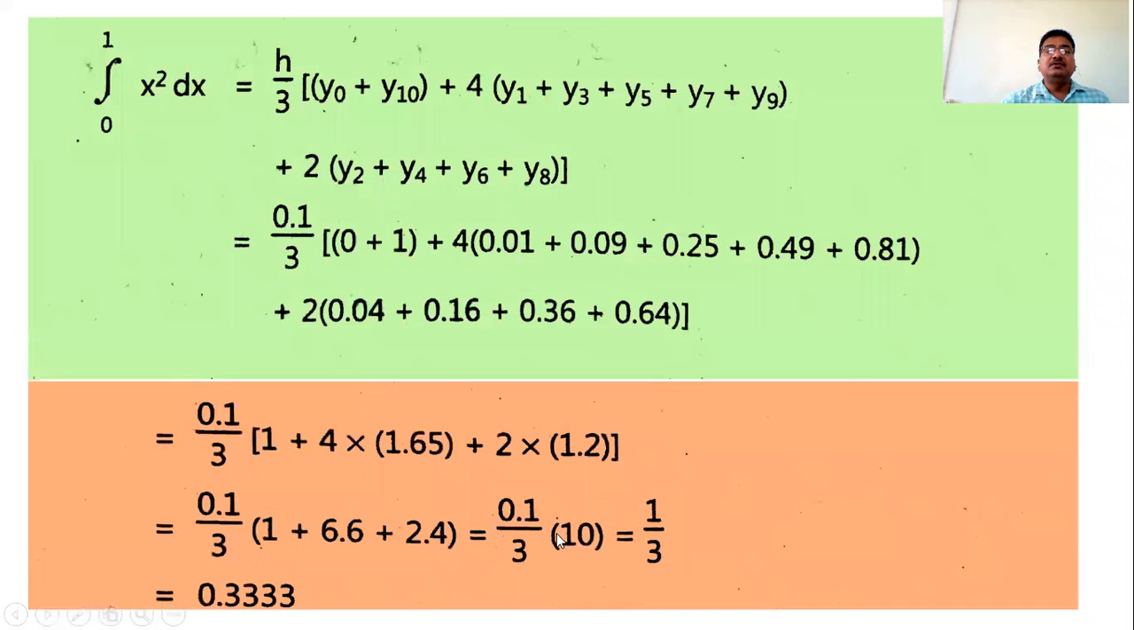So by using Simpson's 1/3 rule, the integration a to b of fx dx, meaning the integration 0 to 1 of x square dx, is equal to h by 3 in brackets: first value plus last value, so y0 plus y10, plus 4 times the odd suffix values except first and last, plus 2 times the even suffix values of y, but except first and last. So y2, y4, y6, y8 are with even suffix, but y10 is the last value. Substitute all these values of y0 to y10, and we get this answer, 0.3333.